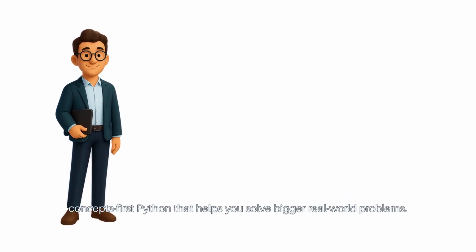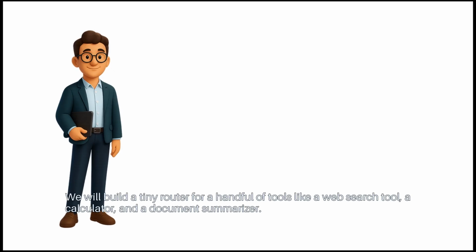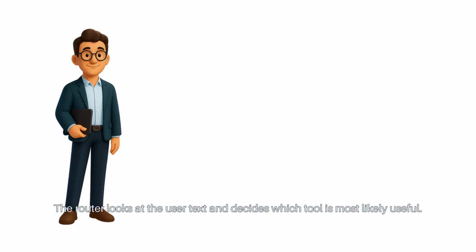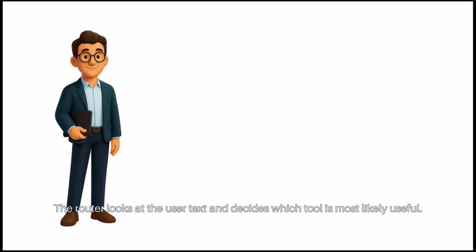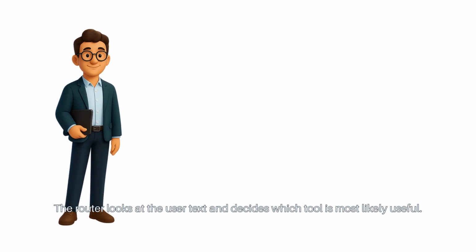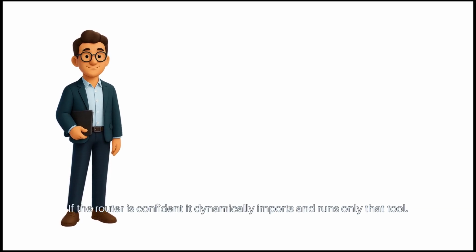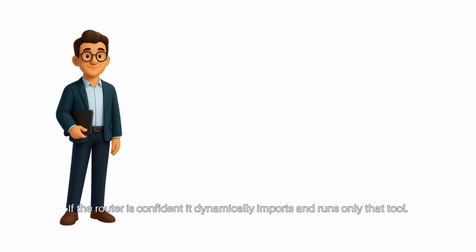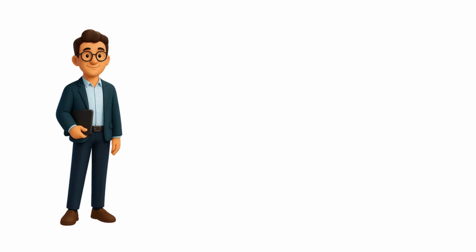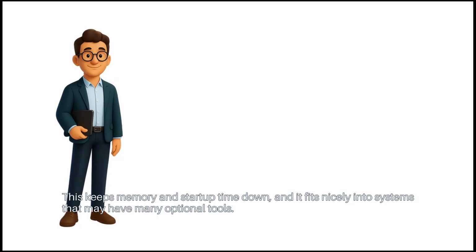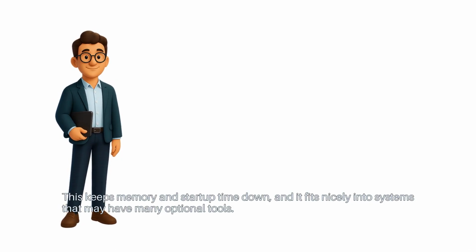We will build a tiny router for a handful of tools like a web search tool, a calculator, and a document summarizer. The router looks at the user text and decides which tool is most likely useful. It does that using light metadata and regular expression token matching. If the router is confident, it dynamically imports and runs only that tool. This keeps memory and startup time down, and it fits nicely into systems that may have many optional tools.